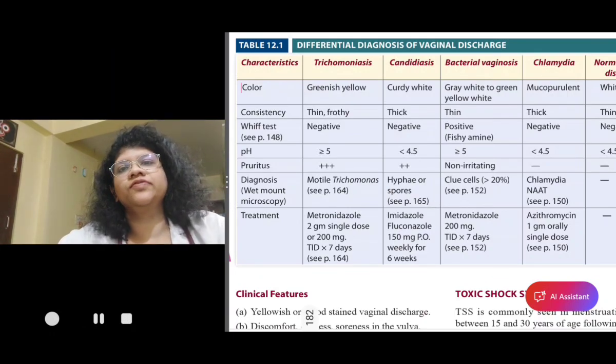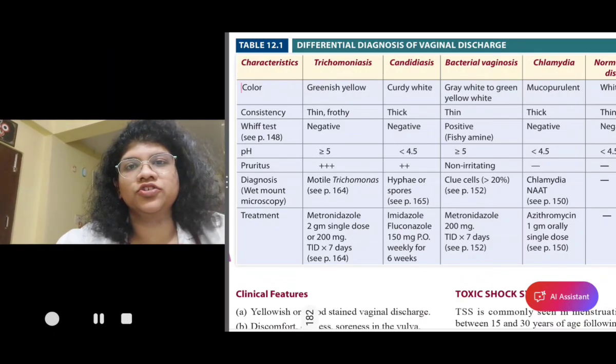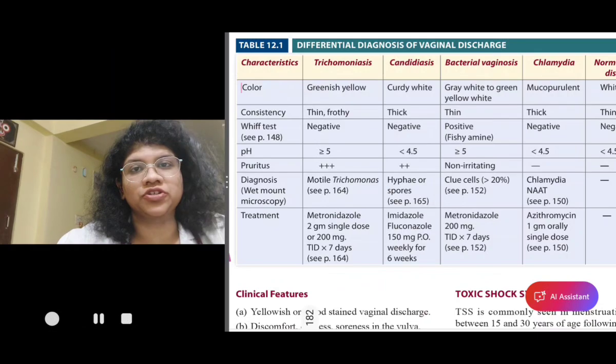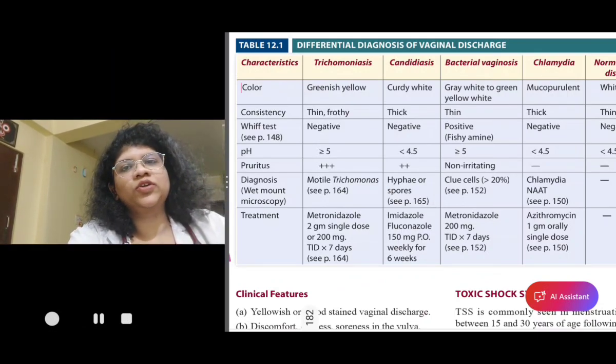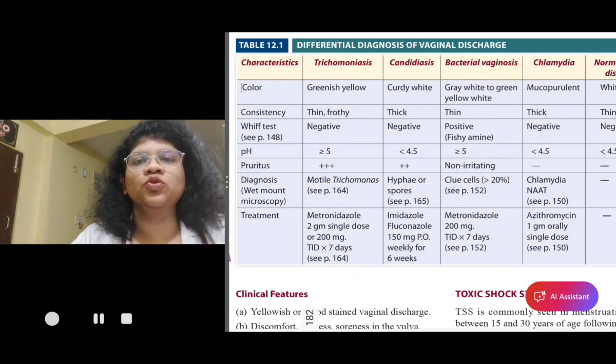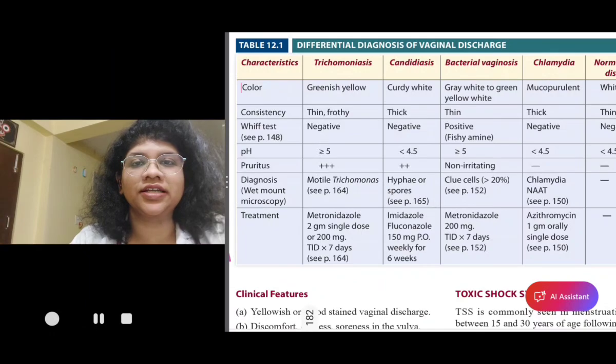So this table I have taken from the Dutta textbook of gynecology, which has beautifully summed up all the kinds of infections in the vagina. So first let's try to understand that when a woman comes to you with a complaint of white discharge, that's how they usually tell that there is some discharge. They usually tell something white, but you're supposed to ask about the color, its consistency, if it's associated with any foul smell, any associated symptom of itching.